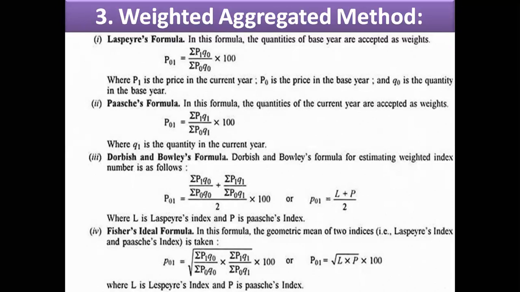P1 is price for current year. Q1 is quantity for current year. P0 is price for base year. Q0 is quantity for base year. Only these four terms you have to remember, apply, and calculate always based on that. Just remember the formula, apply it, and you will get the answer by these respective formulas under the head of weighted aggregate methods. Now solve the questions based on these formulas.